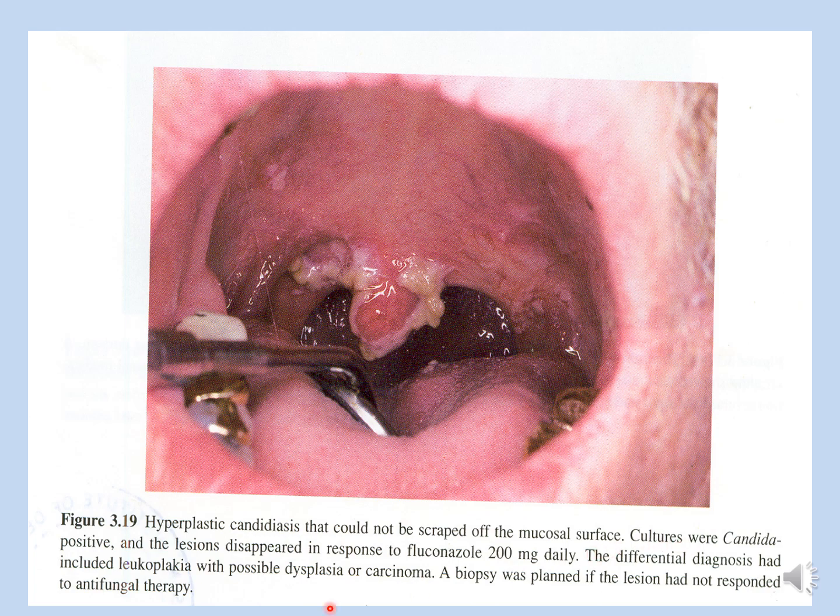All right, cultures were candida positive, and the lesion disappeared in response to fluconazole 200 milligrams daily. So the differential diagnosis had included leukoplakia with possible dysplasia and cancer. A biopsy was planned if the lesion did not respond to antifungal. So this is a rare case, right? This is a white patch that could not be scraped off. When it cannot be scraped off, you think about various things, and one on the list, as I told you, is hyperplastic candidiasis. So candidiasis being fungal will resolve when antifungal is given, and fluconazole is an antifungal.